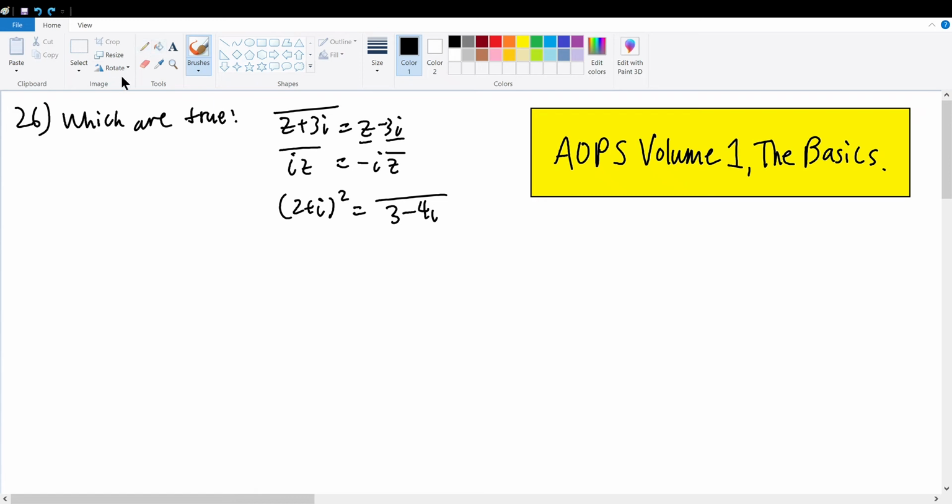AOPS Following One the Basics, number 26. Which are true? The conjugate of z plus 3i is equal to z minus 3i. The conjugate of i times z is equal to negative i times the conjugate of z. Or the conjugate of 2 plus i squared is equal to the conjugate of 3 minus 4i.